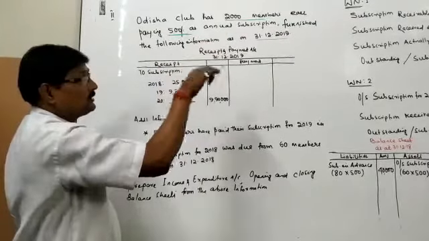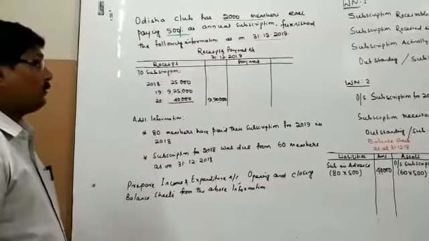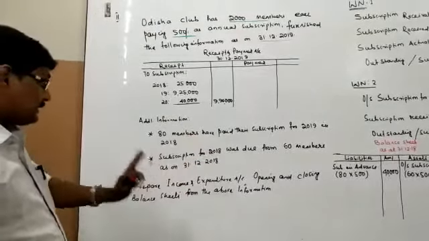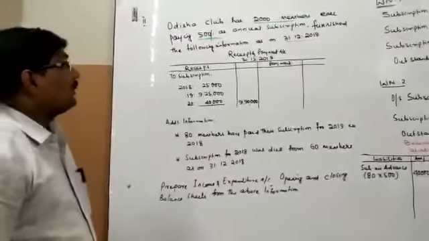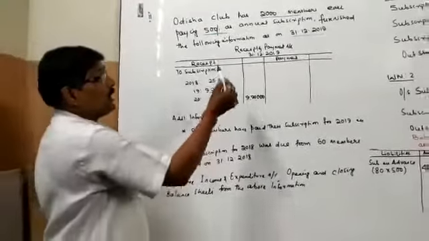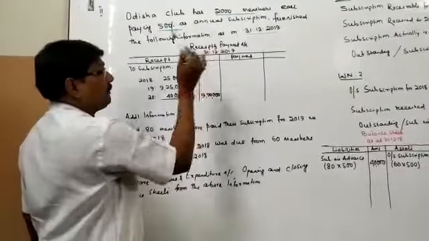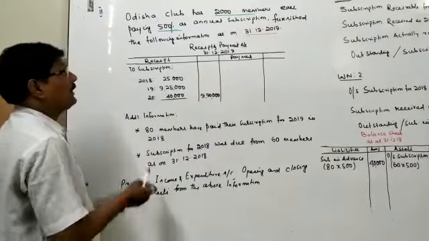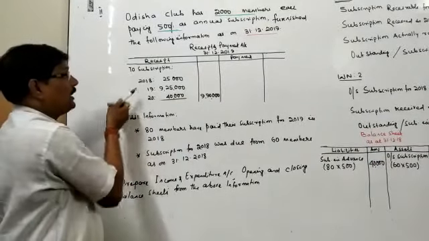They furnish us this information, and we have to prepare the income and expenditure account, opening balance sheet and closing balance sheet, right? What is the information given? We are given the receipts and payment account as on 31st December 2019, that is at the end of the year. Dekho, dhyan se dekho, alag alag diya hua hai.